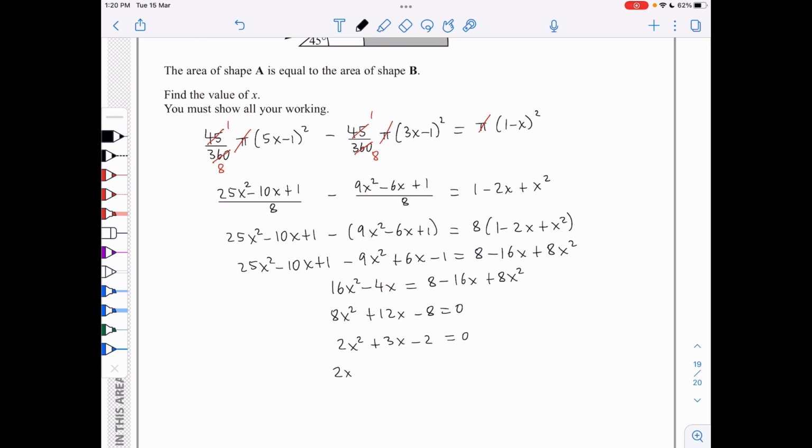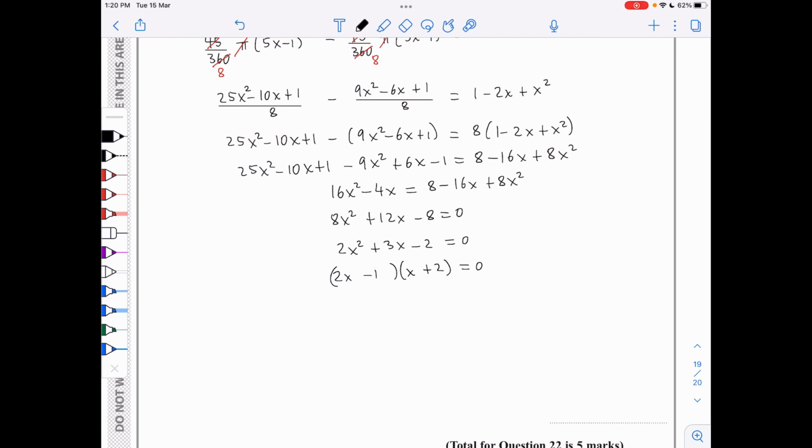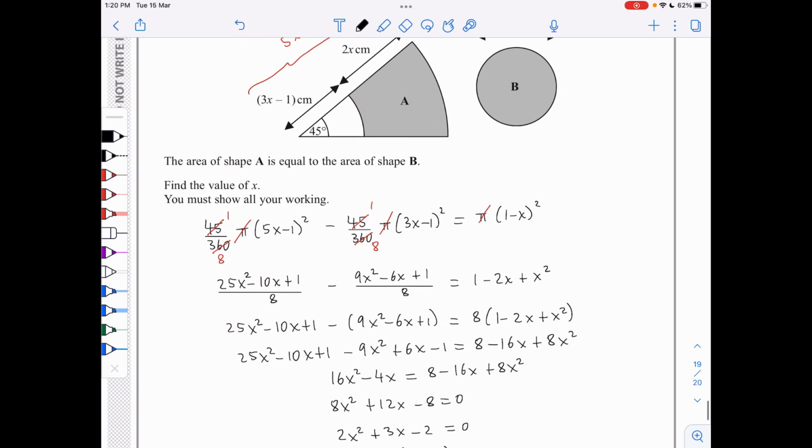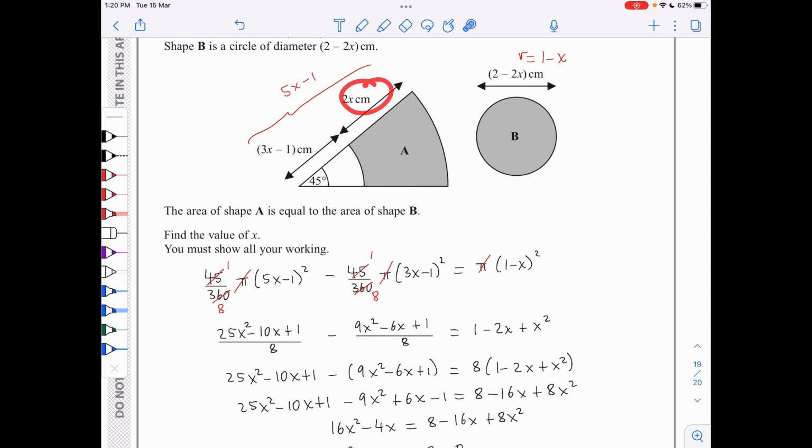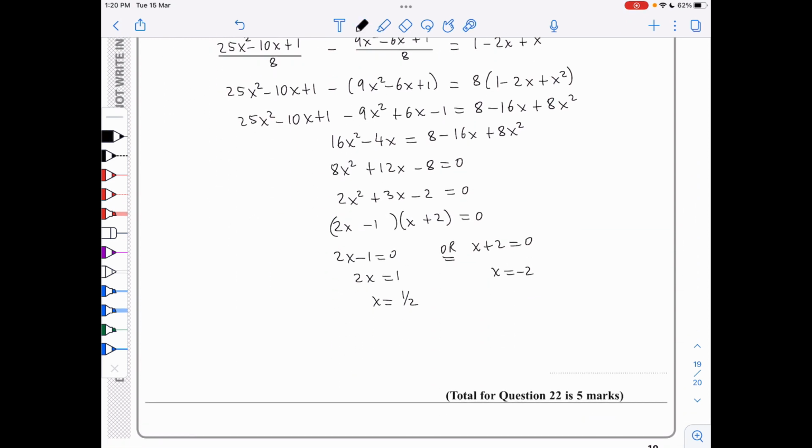And this factorizes into 2x and x, and I've got a plus 2 here and a minus 1 there. So we are after the value of x. Either 2x minus 1 is 0 or x plus 2 is 0. So 2x is equal to 1, meaning that x is a half, or x is minus 2. Now, x being minus 2 means that some of the lengths here will be negative, which is not possible. So I reject the negative 2, it's not valid. And I'm just left with x being a half.